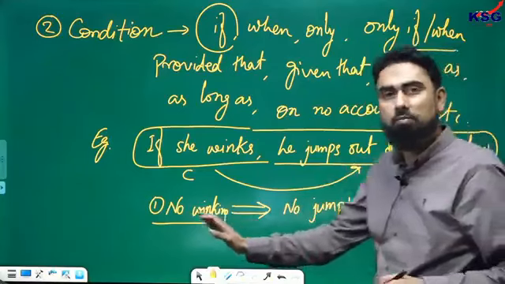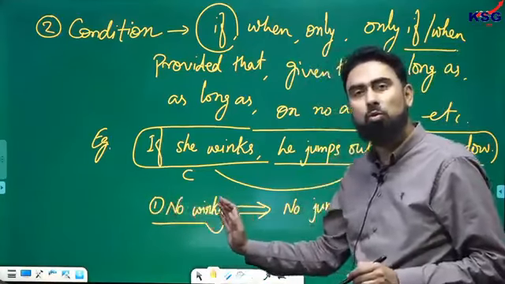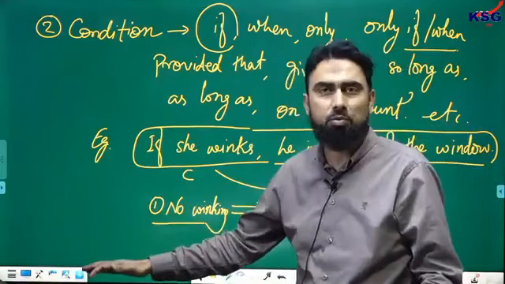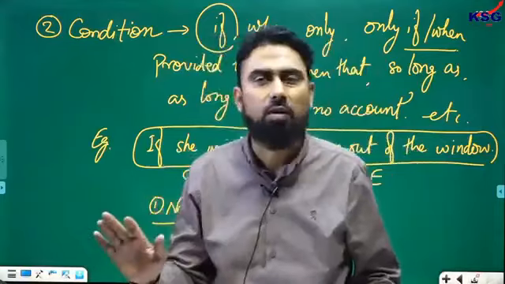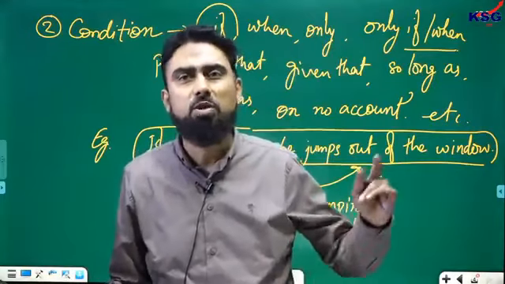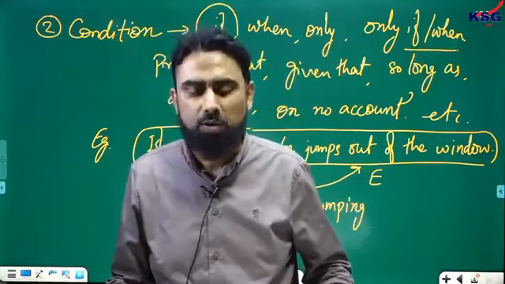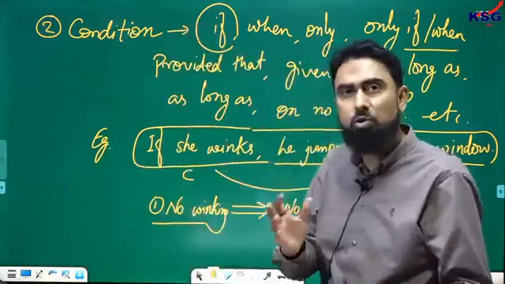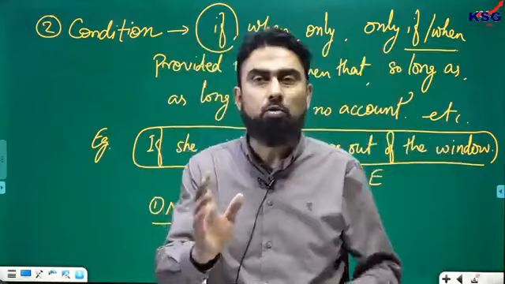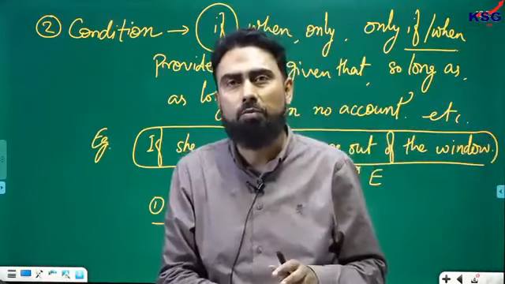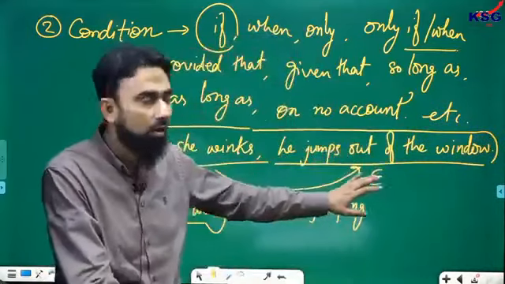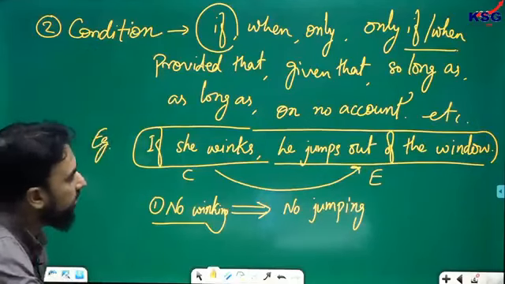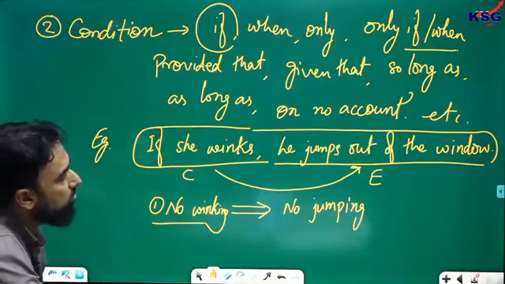In the expanded form, she did not wink. This is given to you. This information has been given. She did not wink. Can you conclude he must not have jumped out of the window? Just like it is given that if she winks, if you are given the information that she winked, you are sure that yes, he must have jumped out of the window because in the statement it is given there. However, if you are told that she did not wink, can you be sure to say that he must not have jumped out of the window?